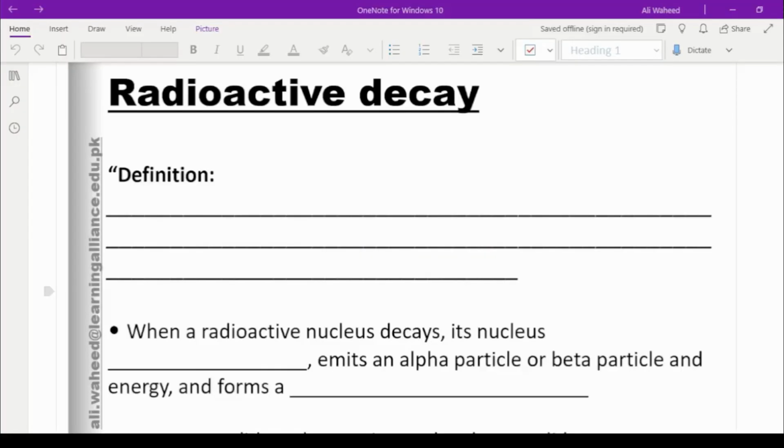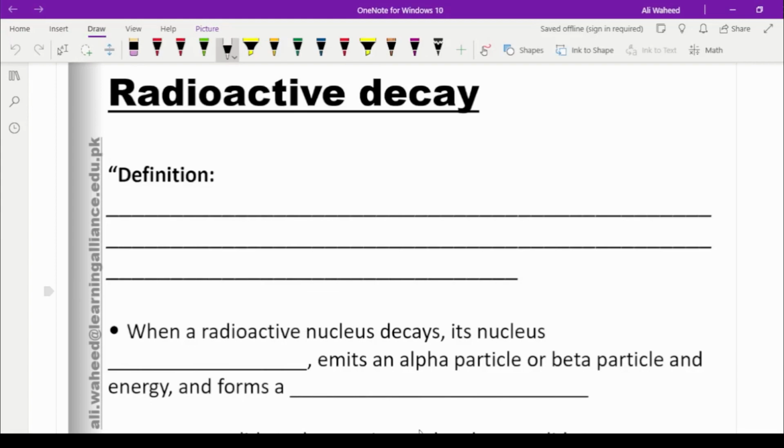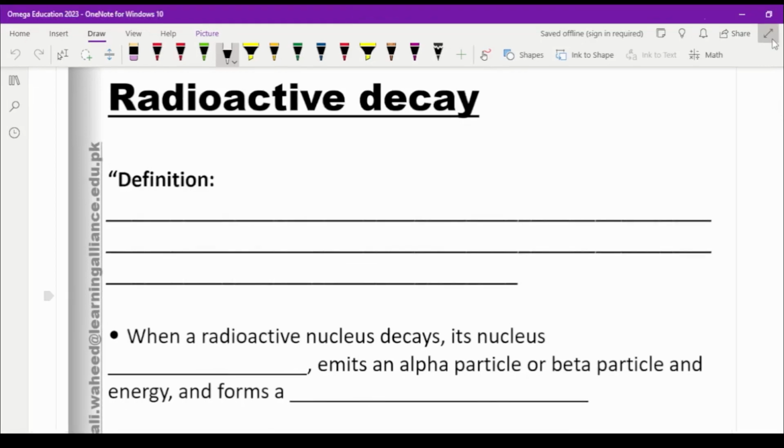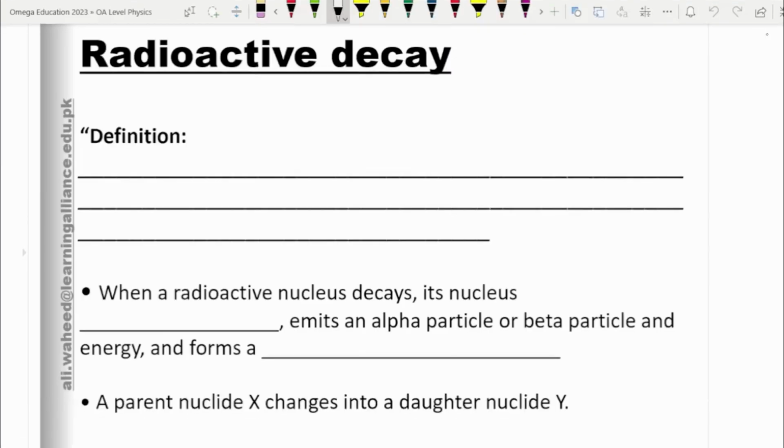Before we start the topic of alpha, beta, and gamma decay, which is collectively known as radioactive decay, radioactive decay can be of different types. Like I showed you in the video, it can be alpha decay, beta decay, and gamma decay. But the prerequisite is you must be aware of the alpha particles, the beta particles, and the gamma radiations.